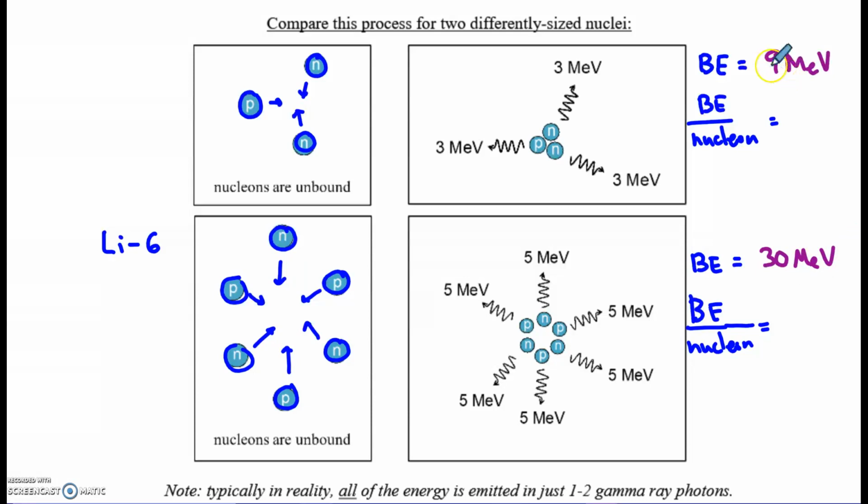We could take the 9, we could split it up for the 3 nucleons, and each one would get 3. That's the binding energy per one nucleon. Down here, the binding energy per nucleon is 5. We take the 30 total, we split it up across the 6 nucleons.